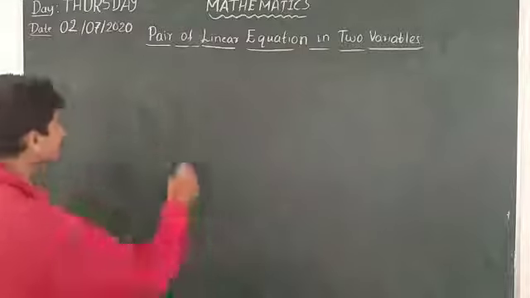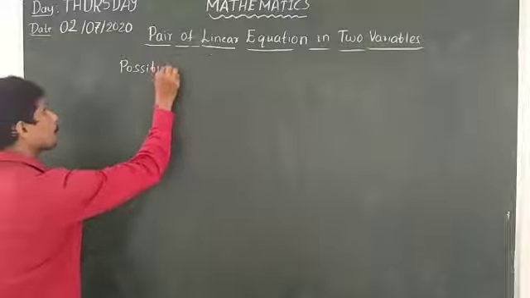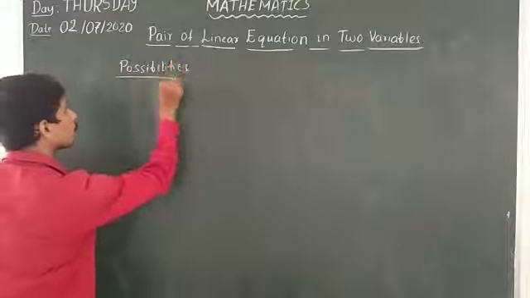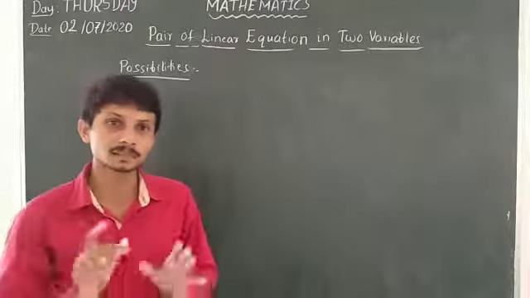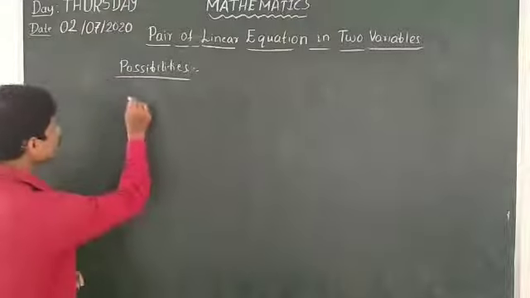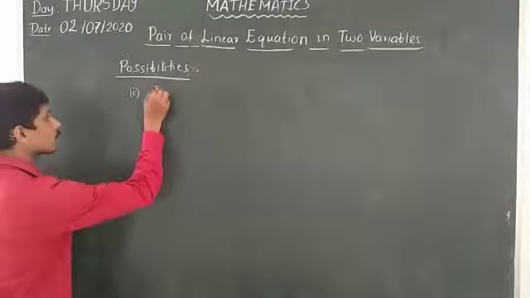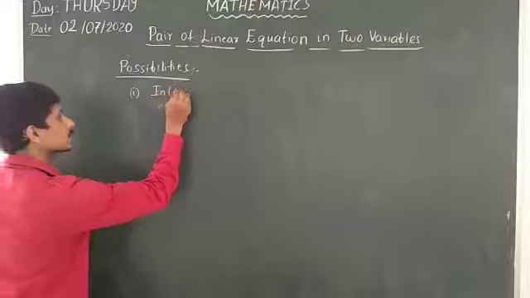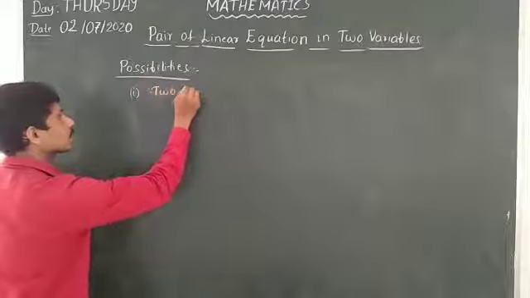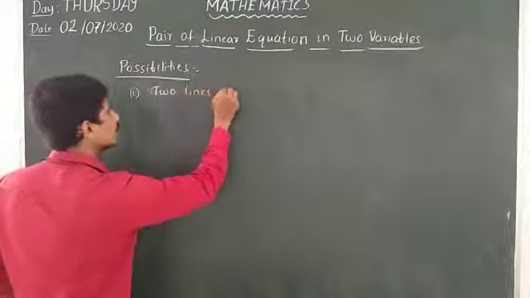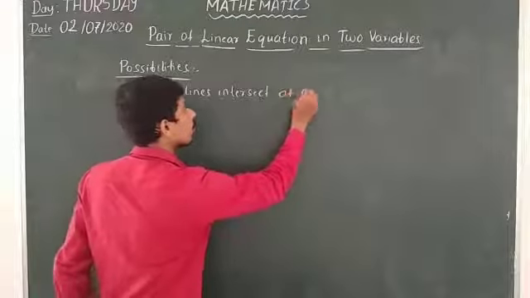So what are the possibilities? There are three possibilities. Firstly, I will take intersecting lines, or two lines intersecting each other. Two lines intersect at one point.